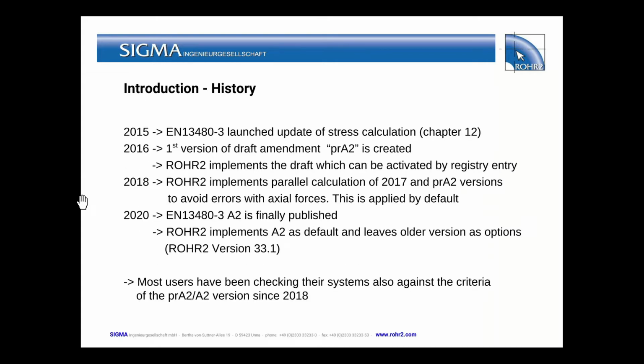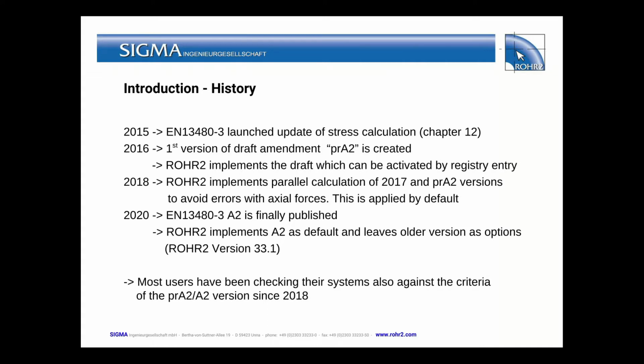If we look a little bit at the history, in 2015 the working group launched the update of the stress calculation of chapter 12, and in 2016 a first version of the draft amendment PRA2 was created. ROHR2 implemented this draft, which could be activated at the time by modifying the registry entry.